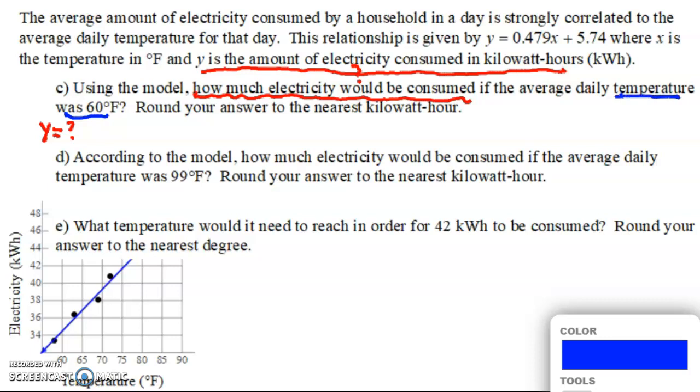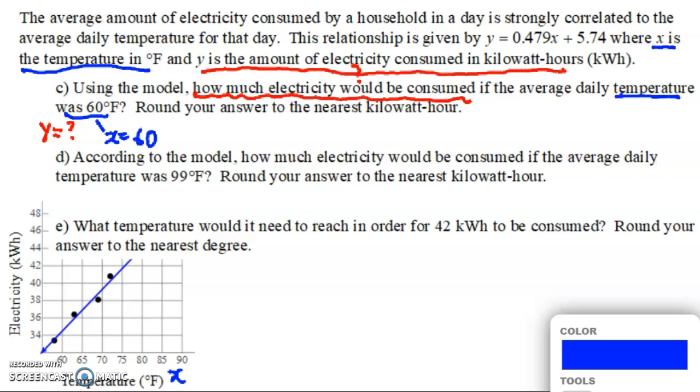What are we told here? Where x is the temperature in degrees Fahrenheit. You can also see it in the graph. What is the x-axis? It's the temperature. So the x-axis is the temperature and the y-axis is the electricity. So temperature is the x value. Here, we can say x is equal to 60 and we're trying to find y.